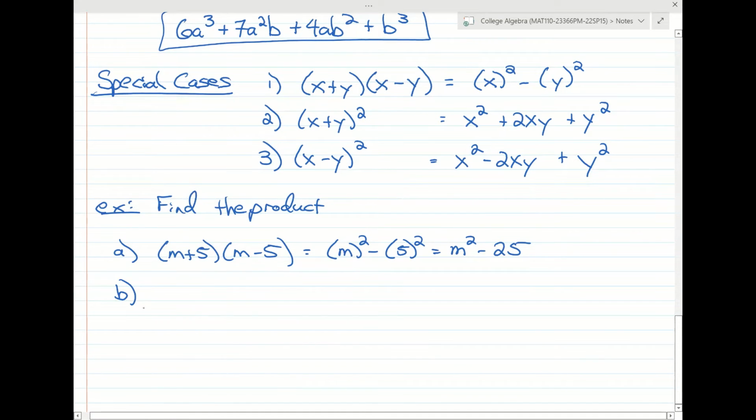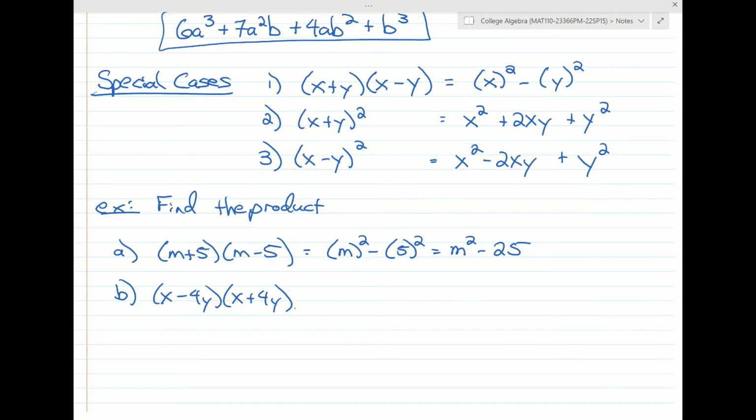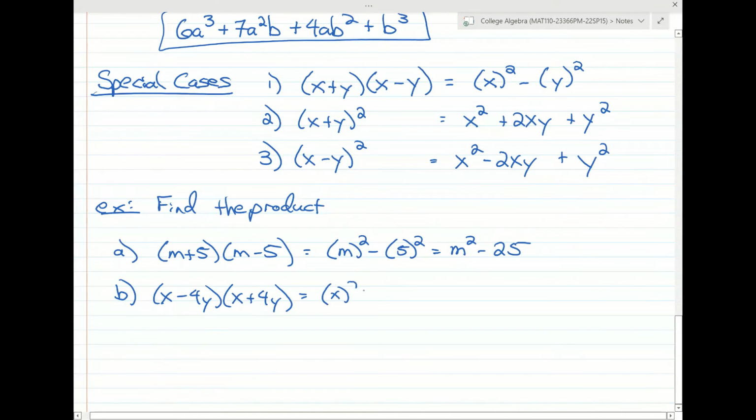All right, let's get the second one. What if we had x minus 4y times x plus 4y? Same exact terms, just different signs. So we'll write this x squared minus 4y squared. X squared is just x squared, of course. And negative 4y squared is just 4y times itself. 4y times 4y is just 16y squared.